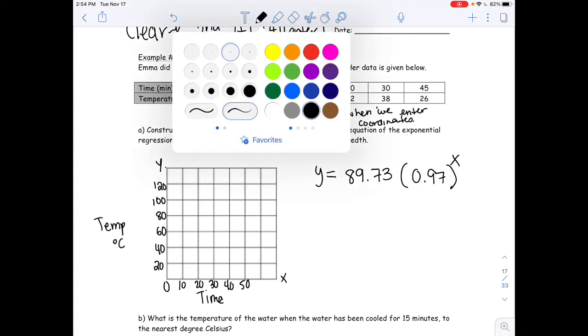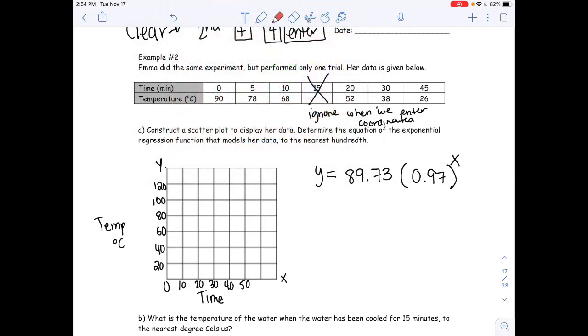Okay, so once you have your values put in there, we're going to plot the points. So we know that when time is 0, we have 90 for our y value. Okay, we know that at 5, we should be at 78. At 10, we should be at 68.